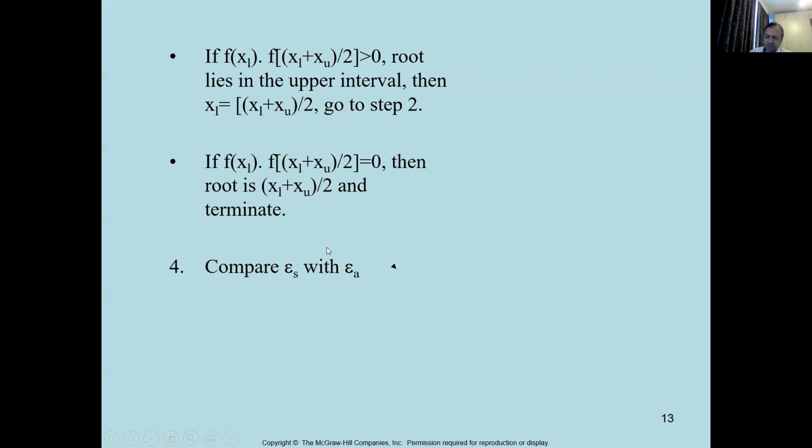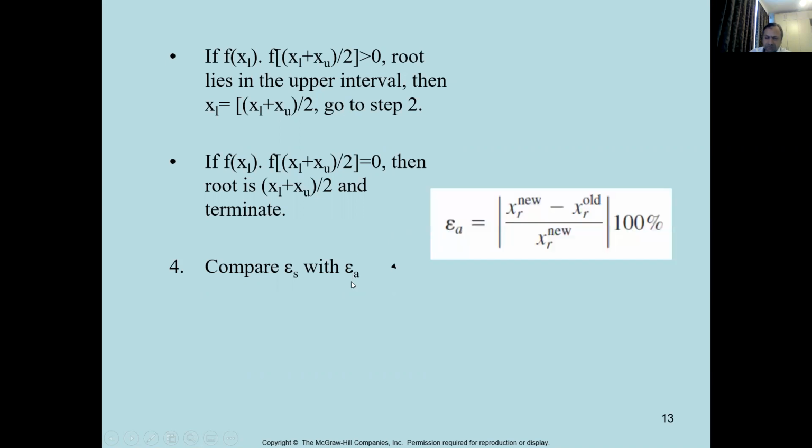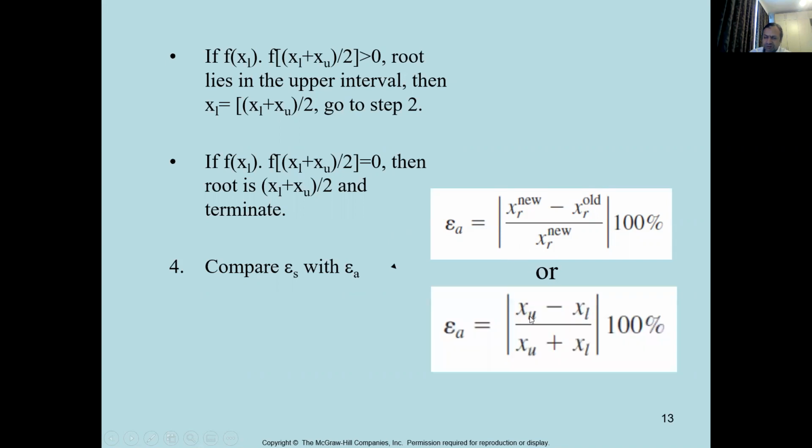The formula is on page 61 of the textbook, equation number 3.7: 0.5 times 10 to the power 2 minus n, where n is the desired number of significant digits for which we need to find the correct answer. However, epsilon a is the approximate percentage error, which we can find by this formula or by this formula.